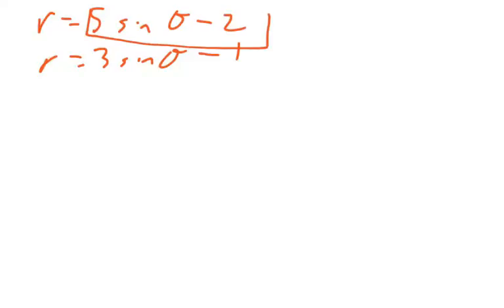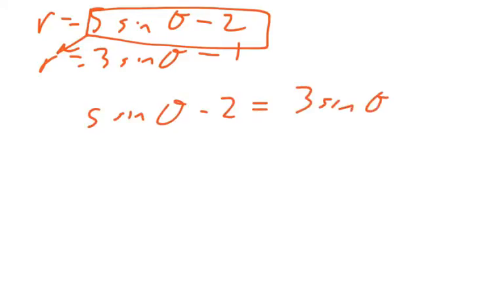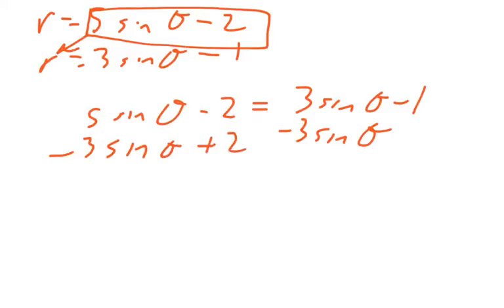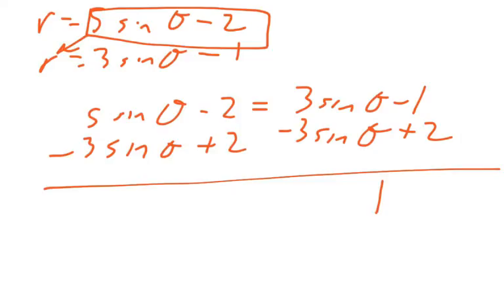And so let's start out with 5 sine theta minus 2 and 3 sine theta minus 1. And the problem was when I substituted in wrong stuff. So r equals 5 sine theta minus 2 equals 3 sine theta minus 1. Subtract 3 sine theta and add 2, and we get 1 equals 2 sine theta. So the sine theta is equal to 1/2.